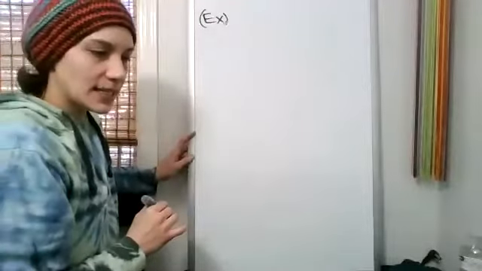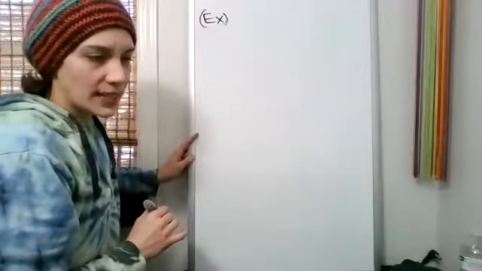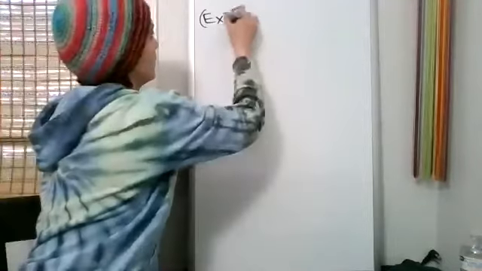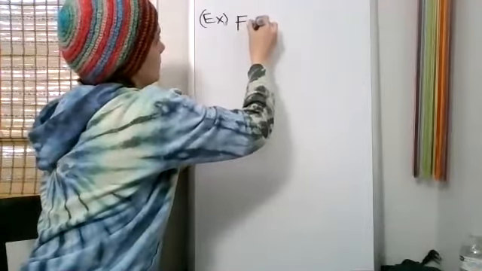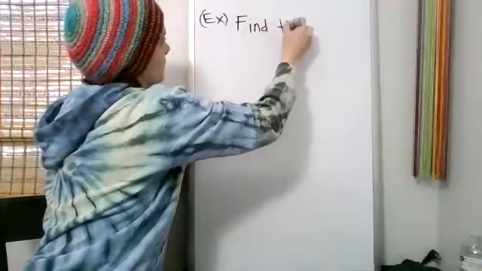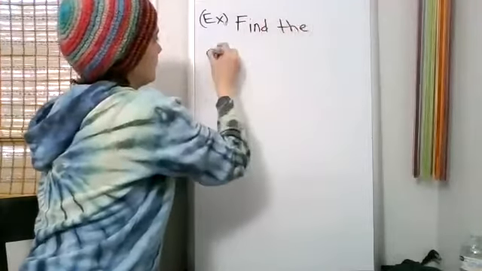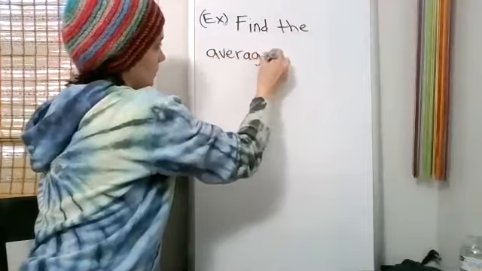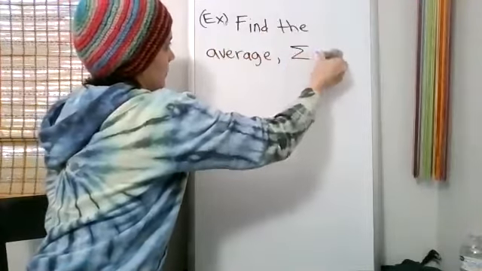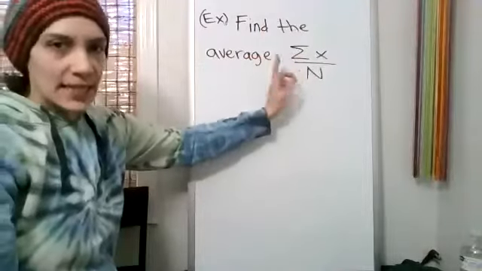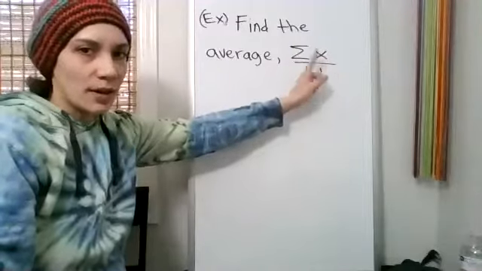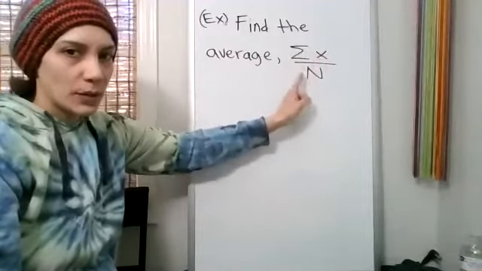Forget how I wrote these. Something like, for the set, find the average of the set. Okay, so what this says is add all of the x values, all of the numbers in the set, and divide by the total number of values.